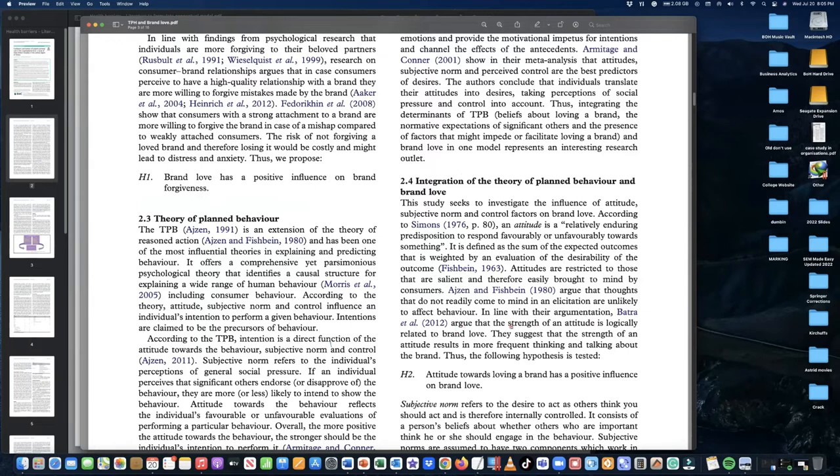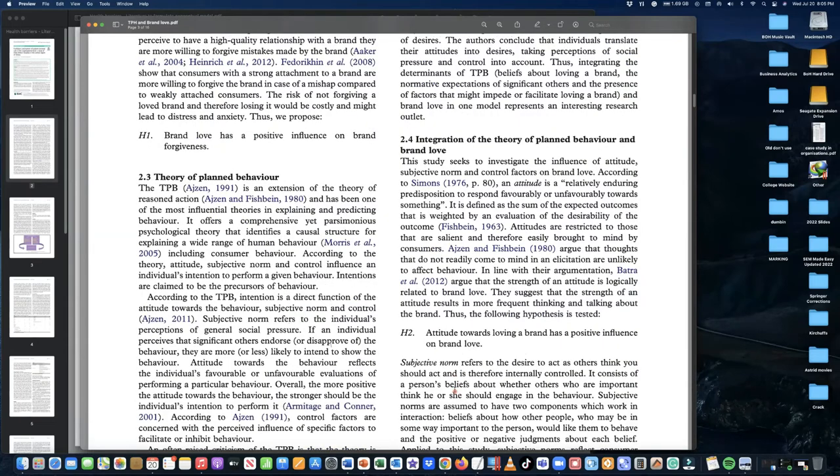In line with their argumentation, Batra et al. argued that the strength of an attitude is logically related to brand love. They suggest that the strength of an attitude results in more frequent thinking and talking about the brand. So if you love the brand, you may end up talking about it, but your attitude will be very positive. So that is established.